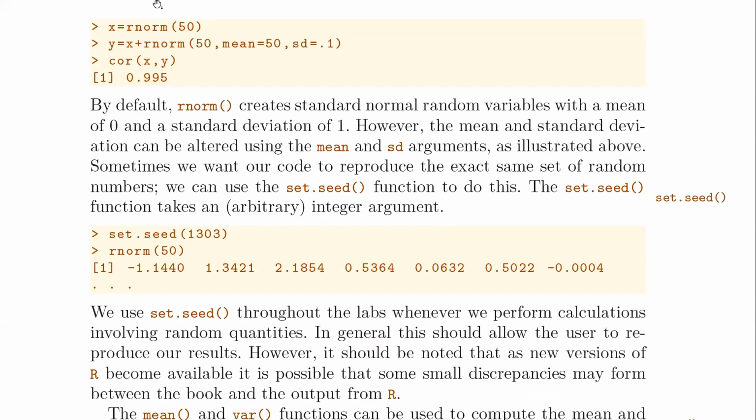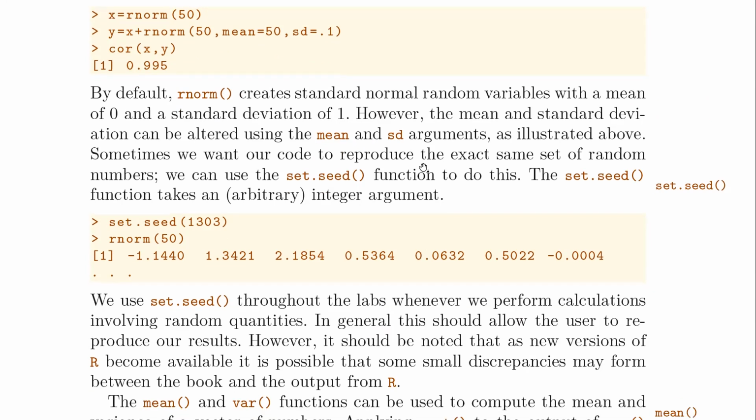This is what I was referring to earlier. If you don't specify the mean and the standard deviation, it's a very specific member of the family of normal random variables. In fact, it's referred to as the standard normal random variable with a mean of 0 and a standard deviation of 1. However, the mean and standard deviation can be altered using the mean and sd arguments as illustrated above.